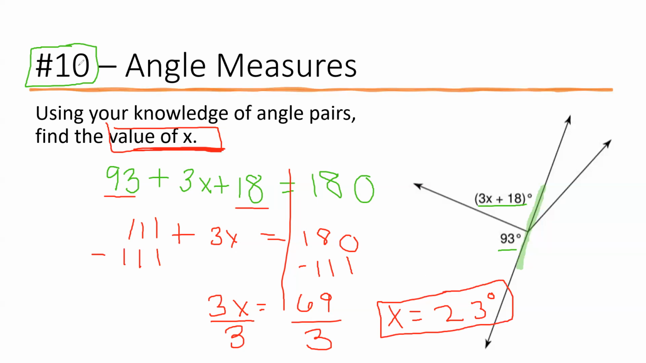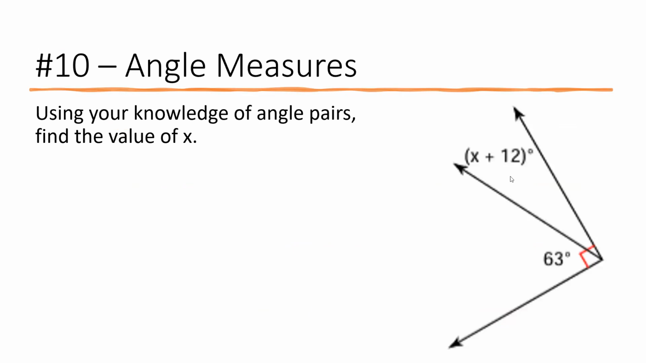All right, let's do one more problem like this. All right, now we have a different angle here, but same set of directions. Let's use what we know about angle pairs to help us find the value of x. Well, when I look at my two angles here, I notice that they are adjacent, but they're one of those special kinds of adjacent. This time, though, they come together to form a 90-degree angle.